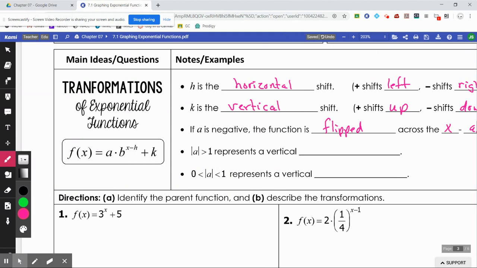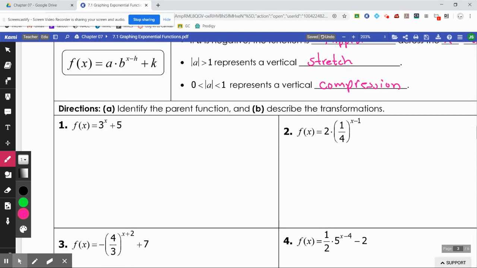If a is greater than 1, that would be a vertical stretch. If a is less than 1, or between 1 and 0, that would be a vertical compression. So now let's go through and identify the parent function and describe the transformation. The only transformation on our first one would be this plus 5.